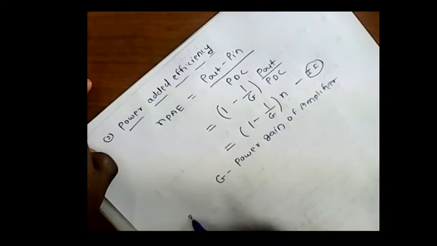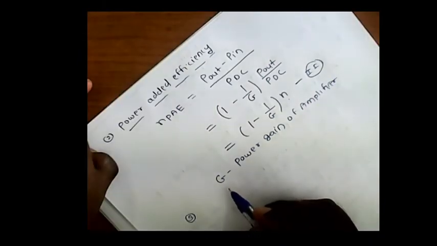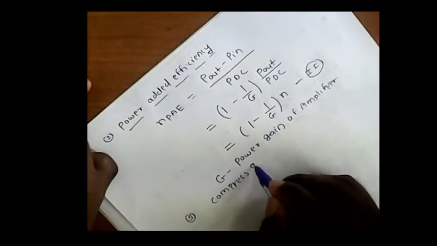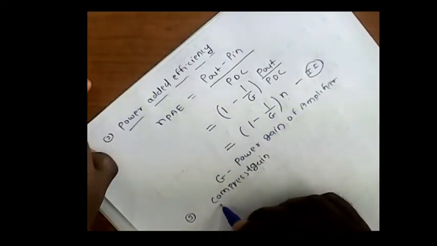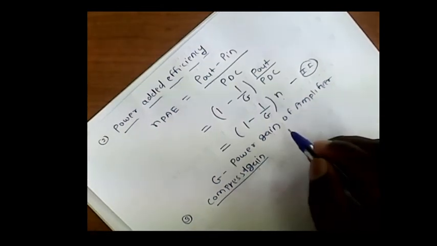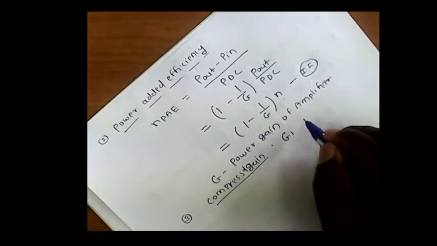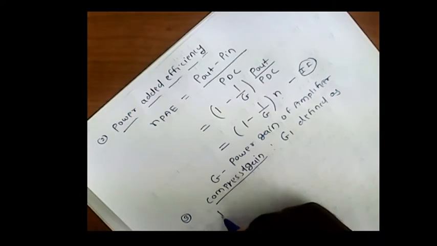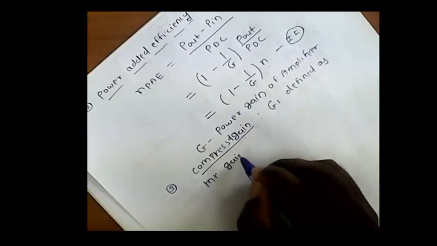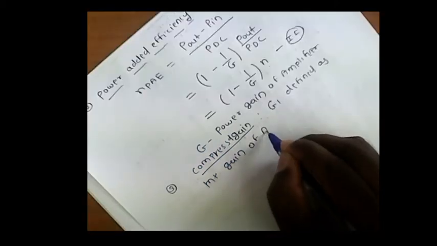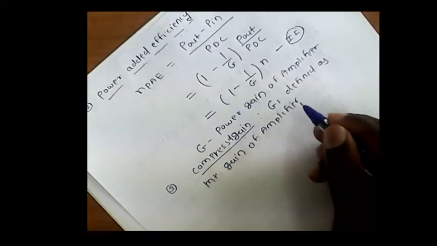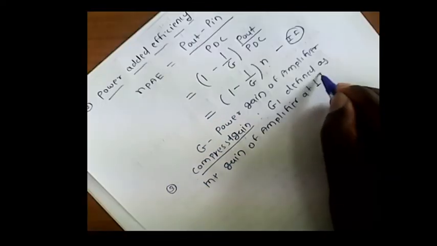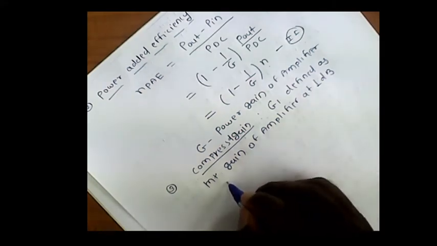Now another useful parameter in power amplifiers is the compression gain. The compression gain G1 is defined as the gain of the amplifier at the 1 dB compression point.